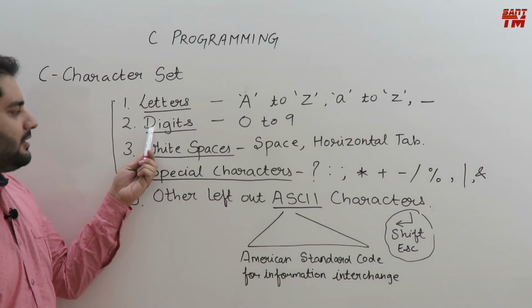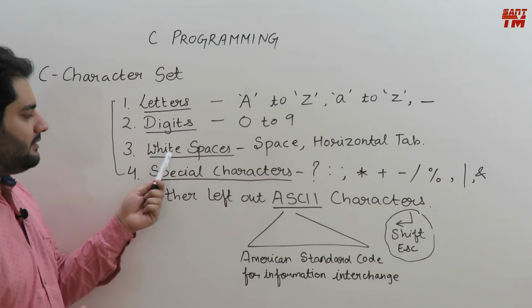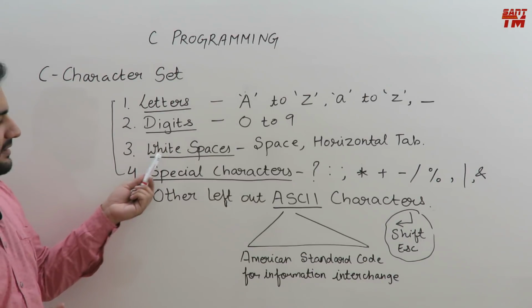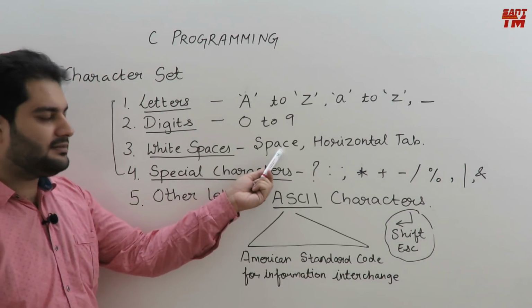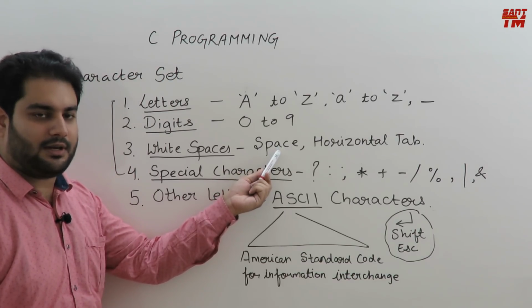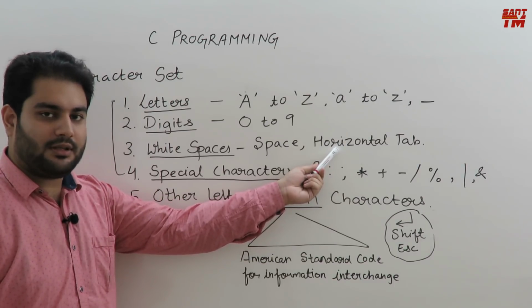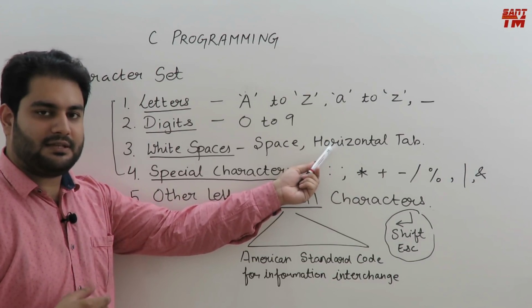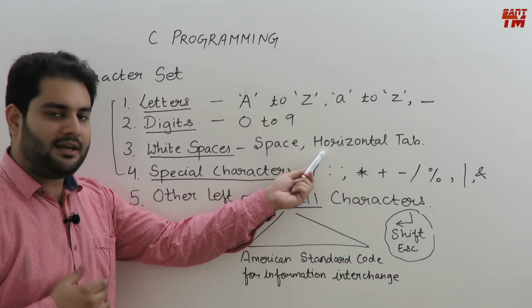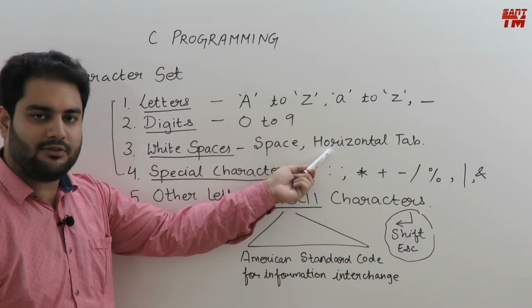Then comes the category of digits. 0 to 9 are digits, we all know. Then there are white spaces. The white spaces category includes the space that you insert from the spacebar key. The single space is one character in C programming. And horizontal tab. You have seen the tab key on your keyboard, which inserts multiple spaces at one time. So those multiple spaces are counted as a single character if they are inserted using tab.